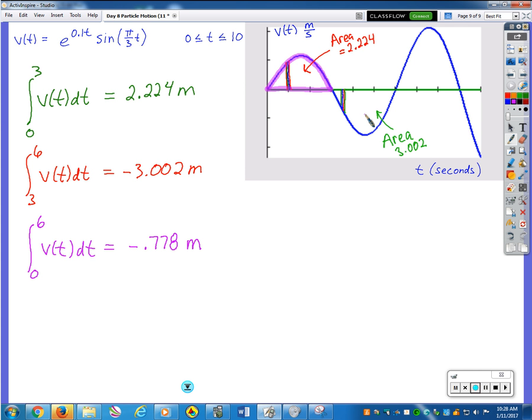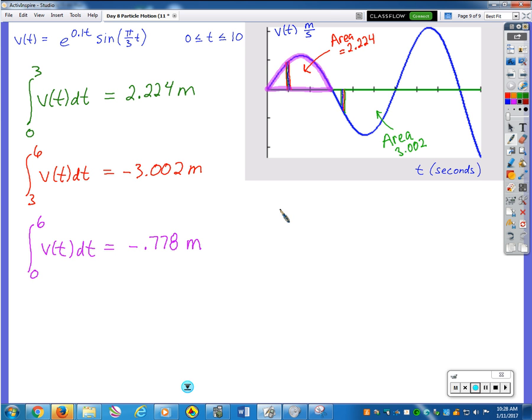It's not super common, but I have seen questions on the AP test that literally say, from time equals 0 to time equals 6, how much did the particle's position change? There's the answer. Does that make sense so far? Okay, but I've also seen questions that ask this.